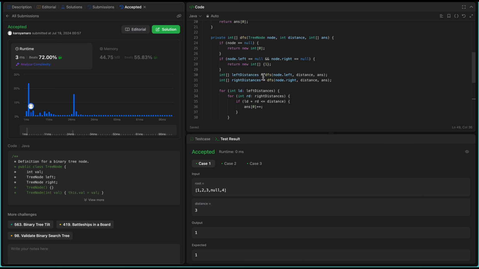And in terms of space complexity, it is O of n, because if you think about it, we are using the recursion stack for DFS. So that takes O of height, which is in the worst case equal to O of n. And we are using these left distances and right distances. And in the worst case, again, they can be equal to n. So they are actually proportional to n. So that's why I'm saying the space complexity is also O of n.